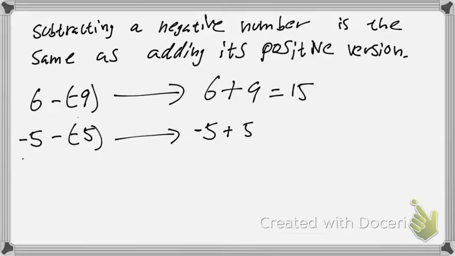And what's negative 5 plus positive 5? That one we should get real quick, right? Because they're opposites. At the very beginning of this module, we talked about what happens when you add opposites. Negative 5 plus positive 5 gets you 0.